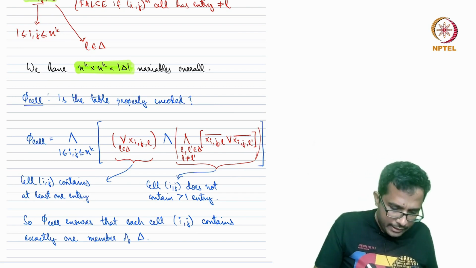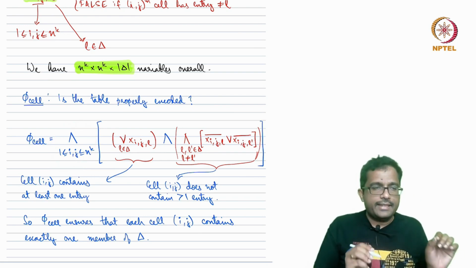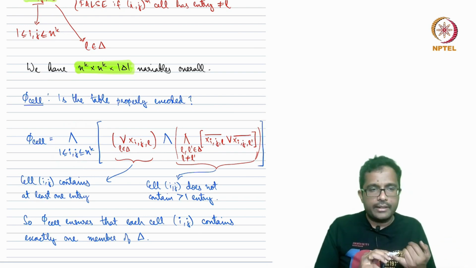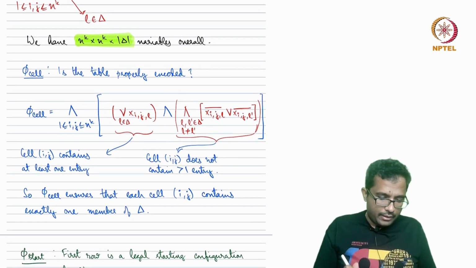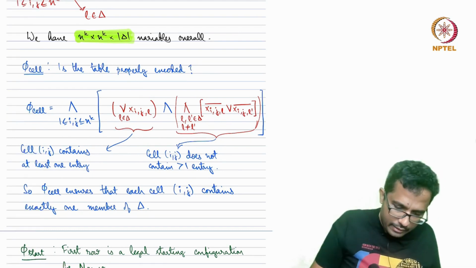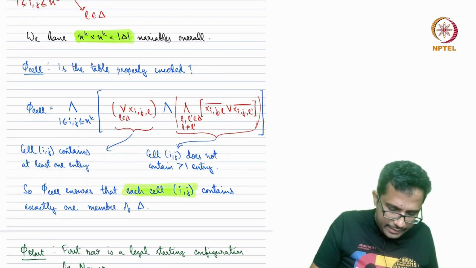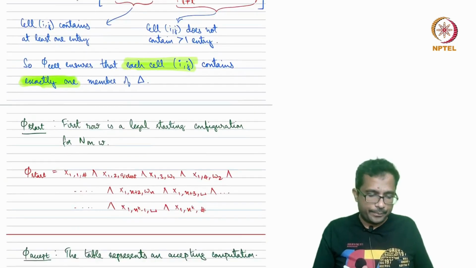And outside we have an AND over all possible i and j. So for each cell we want it to contain at least one entry but no more than one entry. That is what this formula is checking. So it ensures that each cell ij contains exactly one symbol. That's what phi cell indicates.